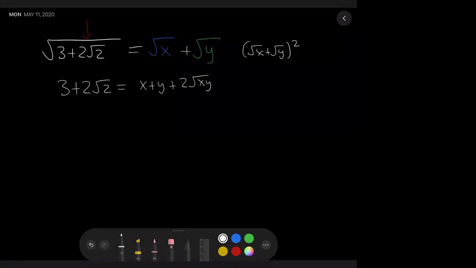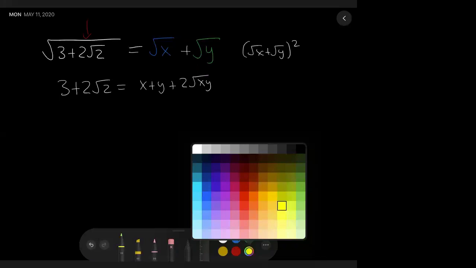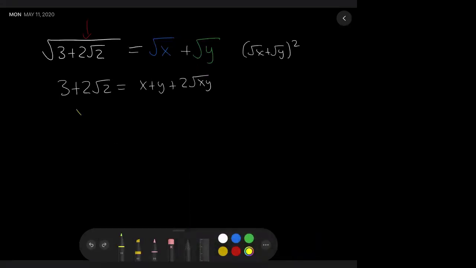This kind of looks like what we have on the left-hand side of the equation, right? We notice that x plus y is obviously not going to be a radical, right? So let's just say that x plus y, these are different colors, let's use yellow because it's bright, x plus y is equal to 3. And 2 root xy is equal to 2 root 2. So that means our xy is going to equal 2.